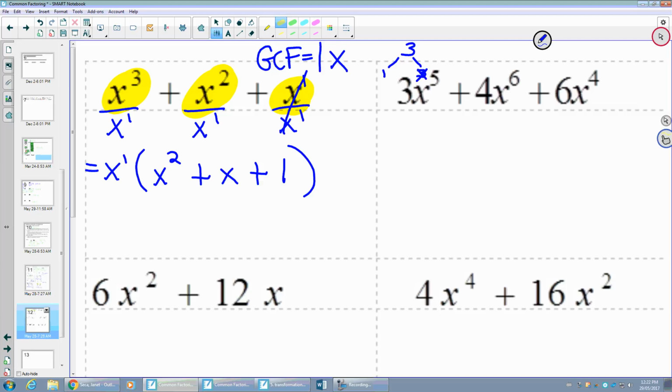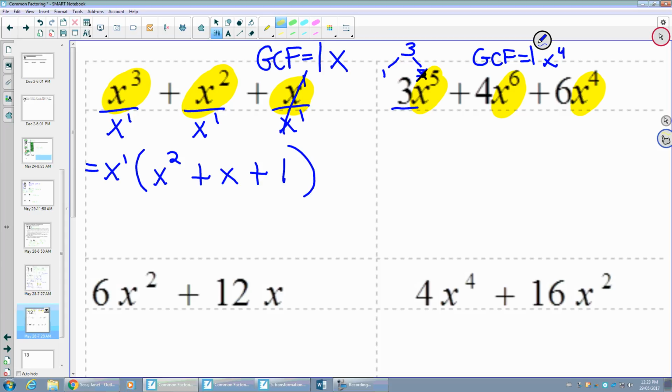6 divided by 1 gives me 6. 4 divided by 1 gives me 4. 3 divided by 1 gives me 3. So my greatest common factor here is 1. Now I look at my variables. I have x5, x6, x4. I take the lowest of them. The lowest exponent is x4. So again, why can I common factor that out? I have an x here, an x here, an x here. An x is attached to every one of those terms, so I can factor it out.